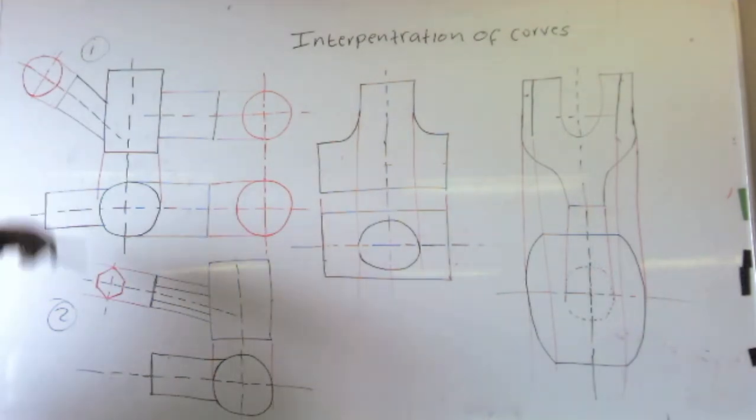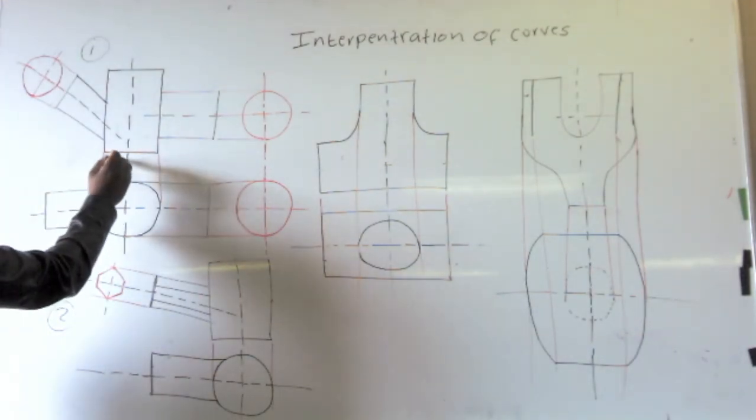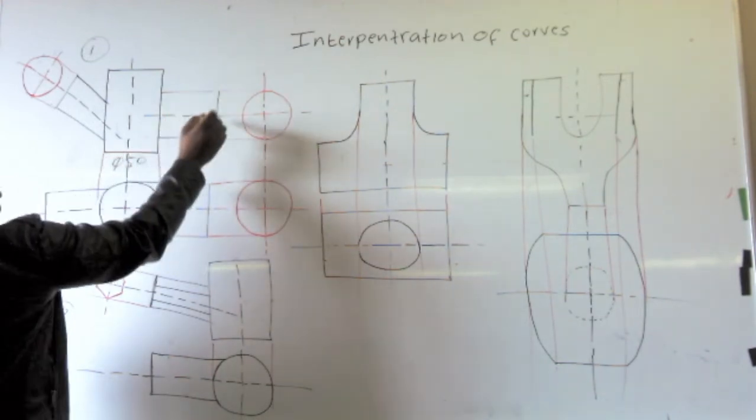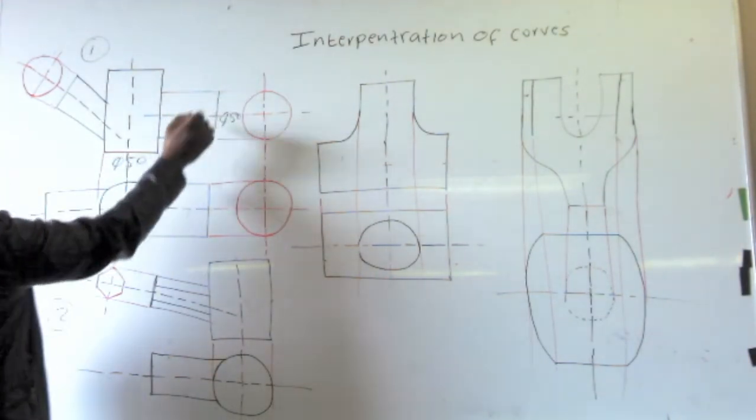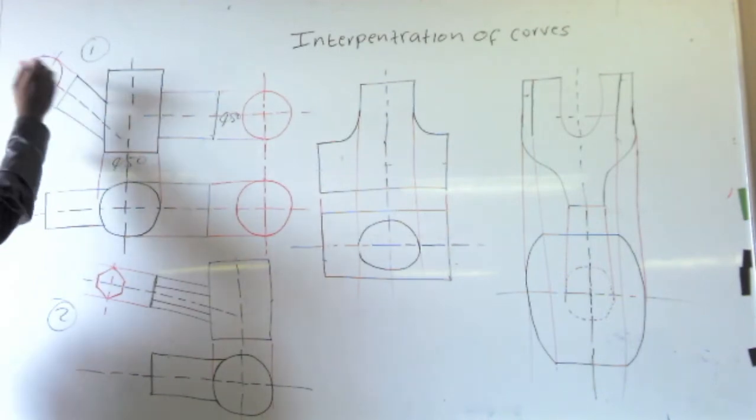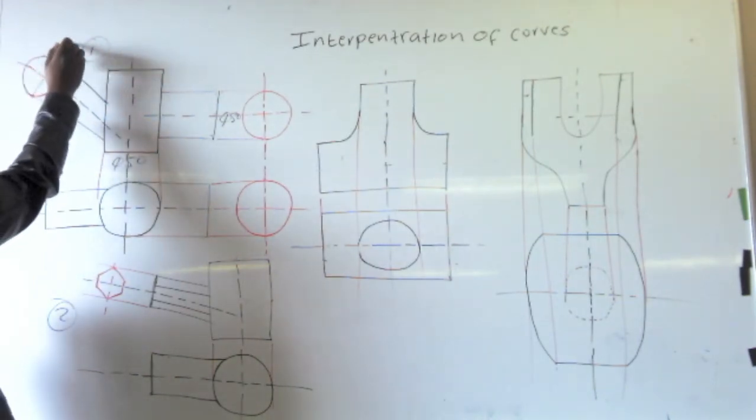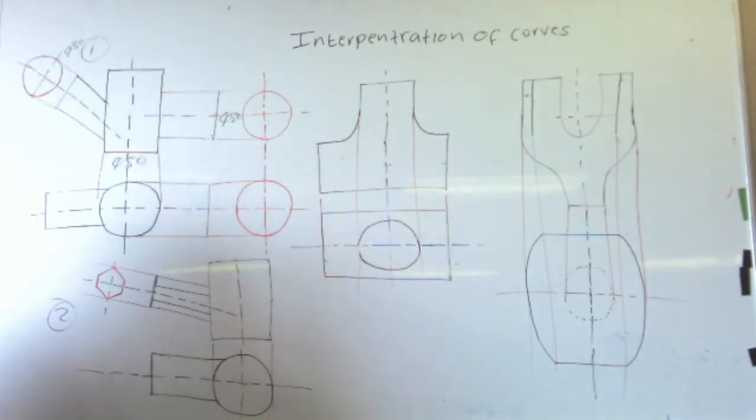So in the first example, this one, I've taken this to be maybe a diameter of 50 and this one to be a diameter of 50, same diameters. But this one I'll change, maybe I'll say the diameter of this one is 30, a bit smaller.